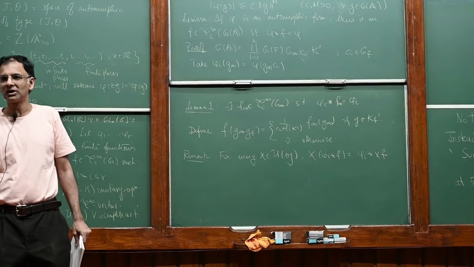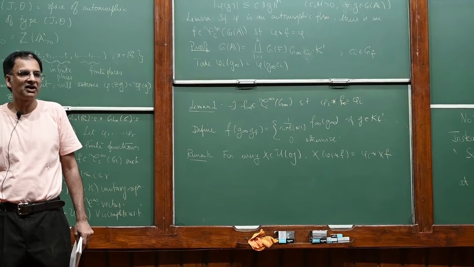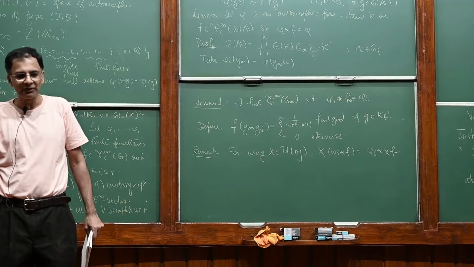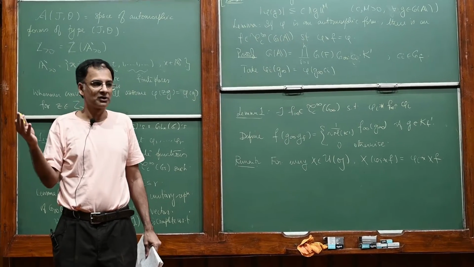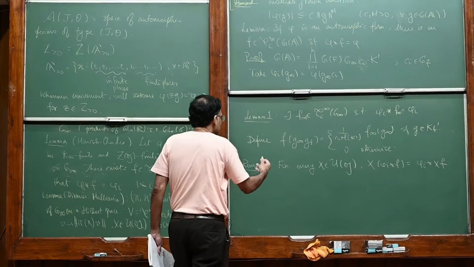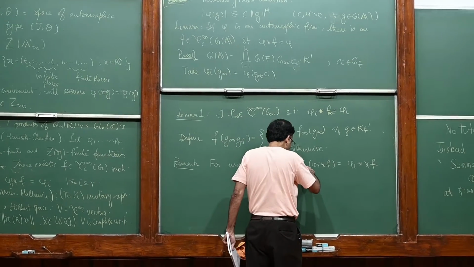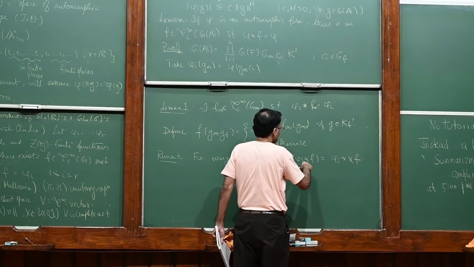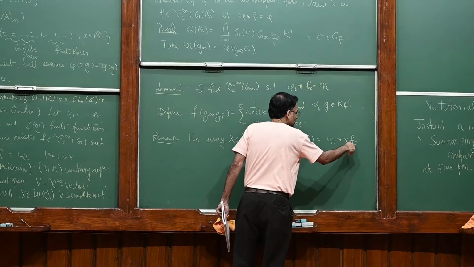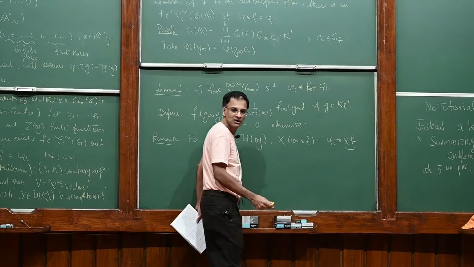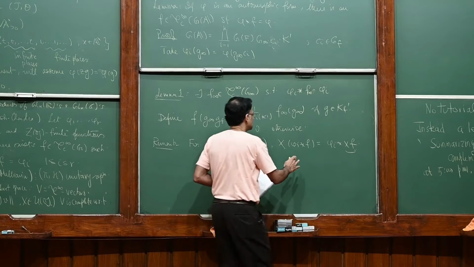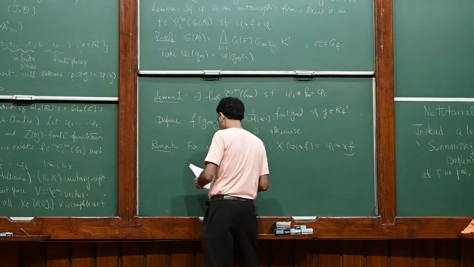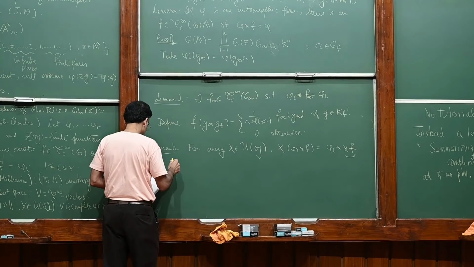If phi has moderate growth, then automatically the right translates of phi have moderate growth, and therefore the convolution of phi with any compactly supported function is going to have moderate growth. Okay, and now I've simply expressed x of phi convolution F as phi convolution xF, and this again has compact support. So if the original phi had moderate growth, so does this.